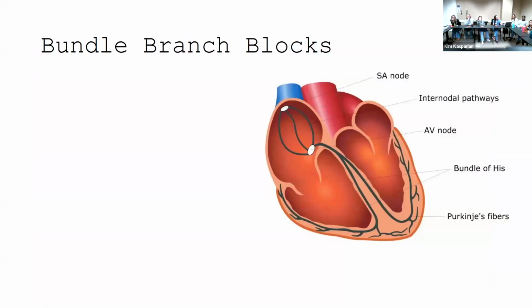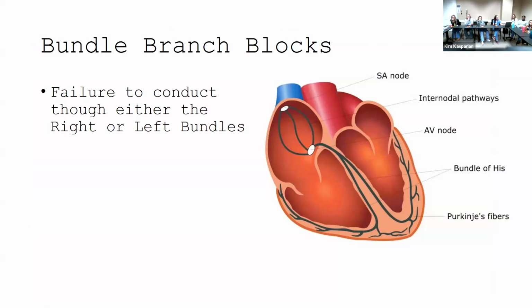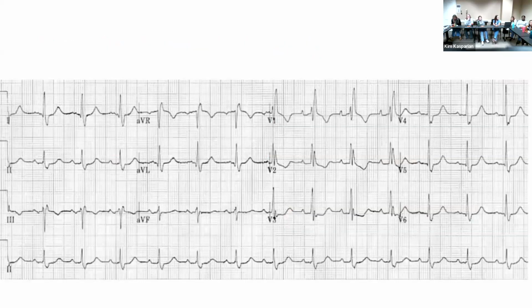All right. A little bit about bundle branch blocks. We see that a lot too. So that's failure to conduct through either the right or left bundles. Usually not both. If we're not conducting through either, we're probably talking about a totally ventricular escape rhythm at that point. All right, so generally these are going to be wide QRSs, knocking out either the right or left bundles.